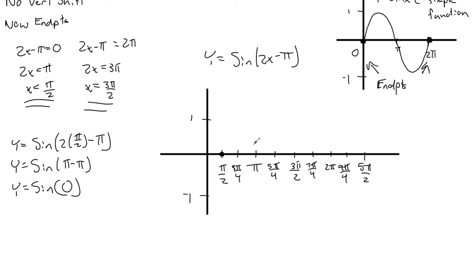And we do basically the same thing with 3 pi over 4. 3 pi over 4 times 2 would be 3 pi over 2. 3 pi over 2 minus pi is just pi over 2. And the sine of pi over 2 is 1.